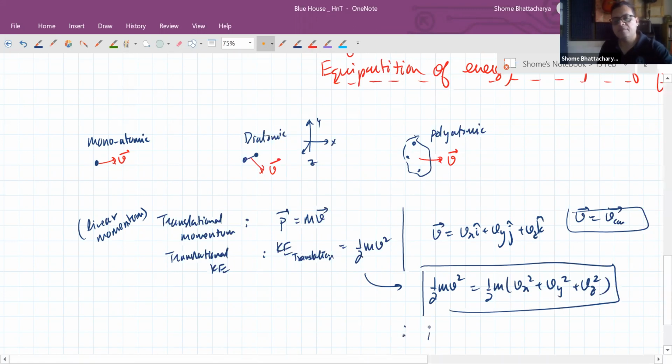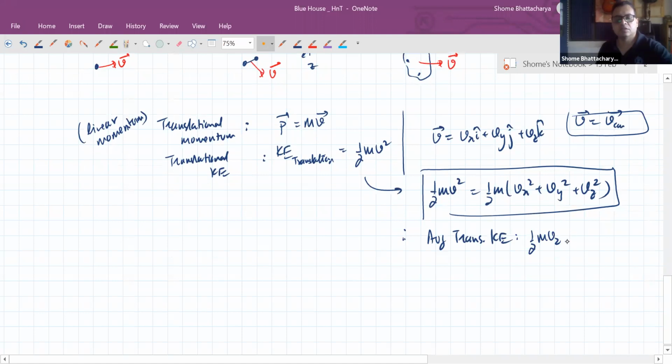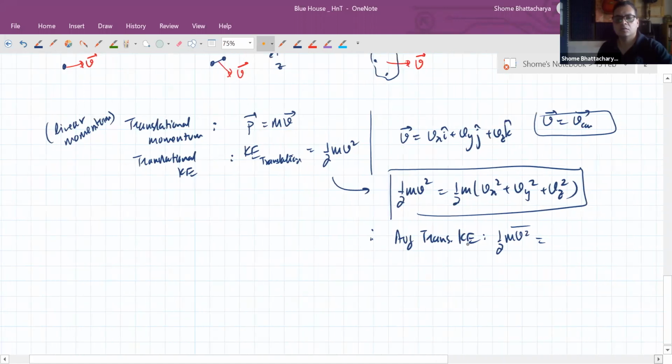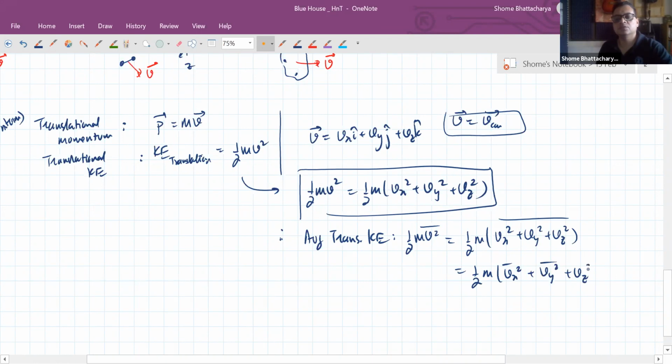So therefore, if I look at average translational kinetic energy, that should be the average of half mv squares. So that will become half m times vx square plus vy square plus vz square. This whole thing is averaged, so that will become half m times vx squares average plus vy squares average plus vz squares average. And over here v squares average is nothing but vrms square. So that's how we define rms velocity.